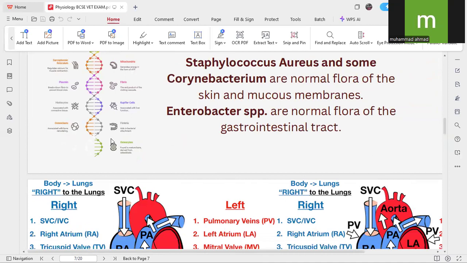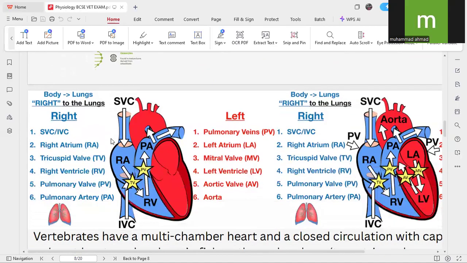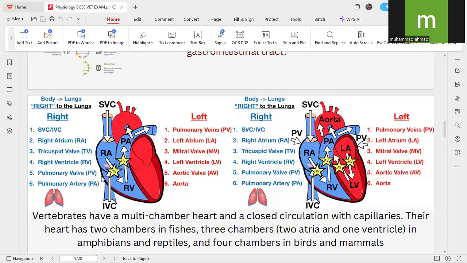Now discussed about the cardiology. This is the chambers of the heart, and let's discuss about the circulation of the blood inside the heart and the outside the heart. This is the superior vena cava and inferior vena cava inlet. This is the right atrium, and this is the right ventricle.